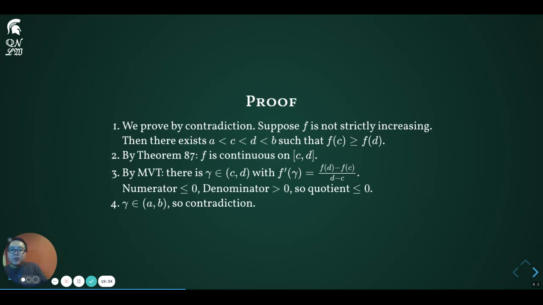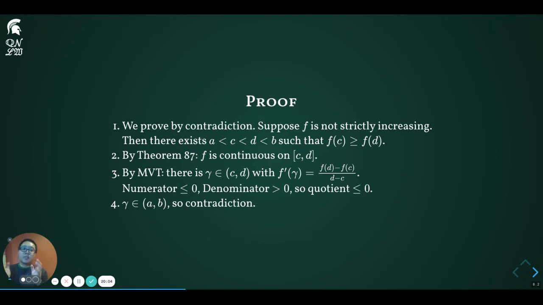Now let's give the proof of the version we stated, with strictly positive f prime. Again, we will argue by contradiction. Suppose f is not strictly increasing. This would mean that there are some points c and d in the domain with c less than d, such that f of c is at least as large as f of d. Again, we know that differentiability implies continuity, and so we satisfy all the hypotheses of the mean value theorem.